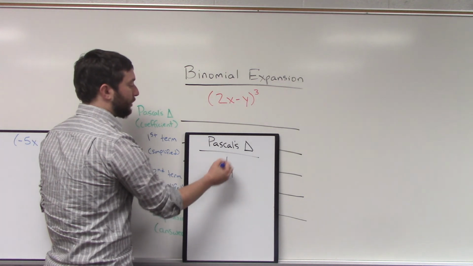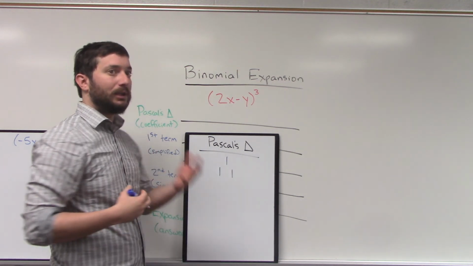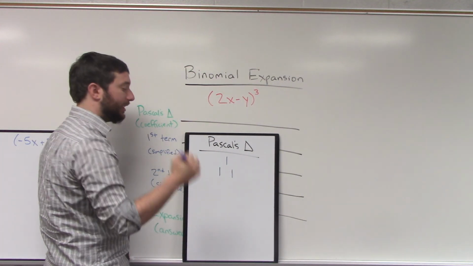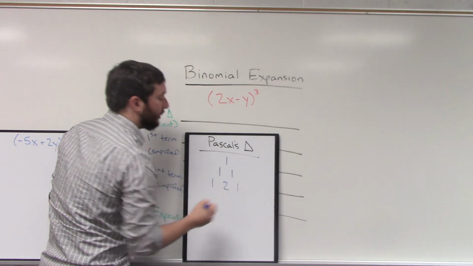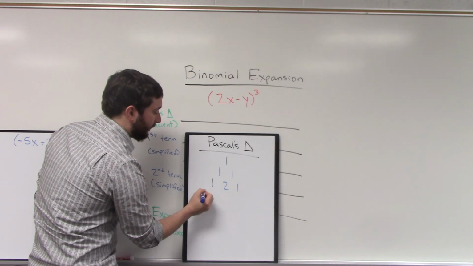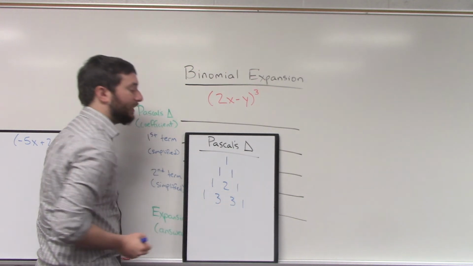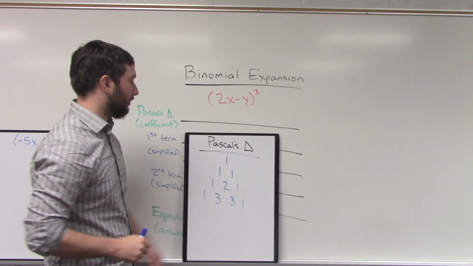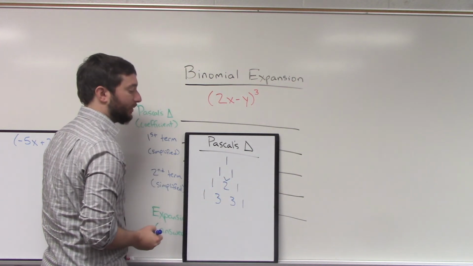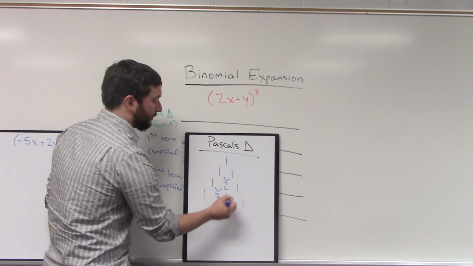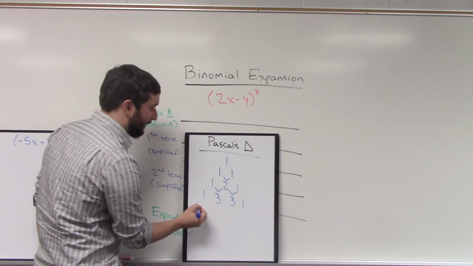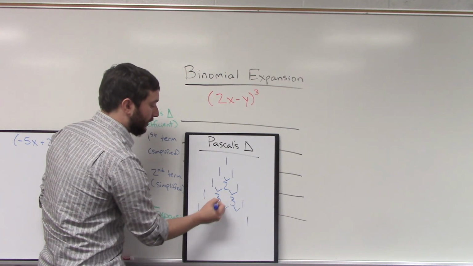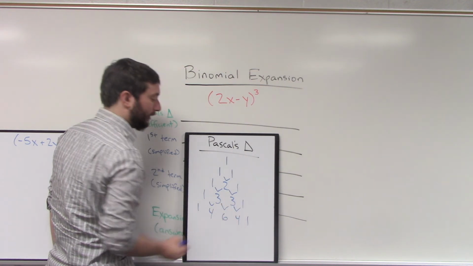Pascal's triangle starts with a trio of ones, and then each row below has one extra term. So we have 1, 1, and 1. That's 2 things there. In the next row, we'll have 3 things: 1, 2, and 1. The next row will have 4 things: 1, 3, 3, 1. The pattern is that ones are always on the outside, and the numbers in the middle come from adding the numbers above: 1 plus 1 is 2, 1 plus 2 is 3, and 2 plus 1 is 3. The next row down has ones on the outside, and we add the numbers in the middle: 1 plus 3 is 4, 3 plus 3 is 6, 3 plus 1 is 4.